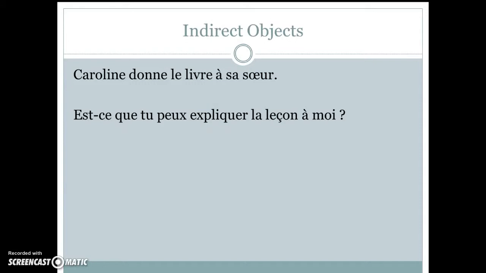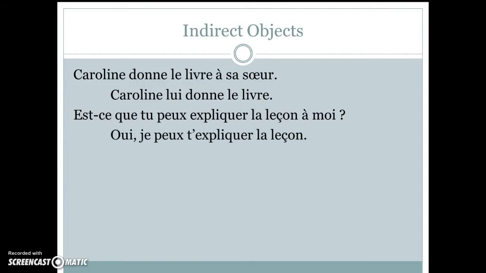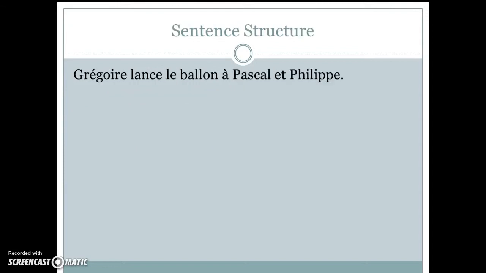And if we look at these same sentences, Caroline donne le livre à sa sœur, we have another element in there that's not being treated, and that's the à sa sœur. And then the second one, est-ce que tu peux expliquer la leçon à moi? We have the à moi that's not being treated as well. And so just a quick example, Caroline lui donne le livre. You may have seen something like this in the past. This lui is referring to à sa sœur. And then the same idea, oui, je peux t'expliquer la leçon. These are ways that we're going to be using the indirect objects. And as we move forward, we'll look at more where this lui and where the te comes from.